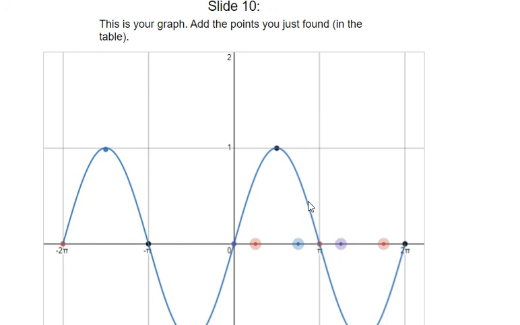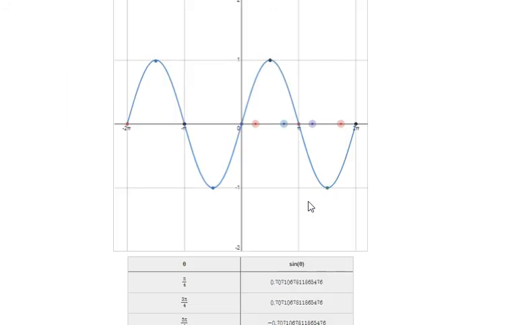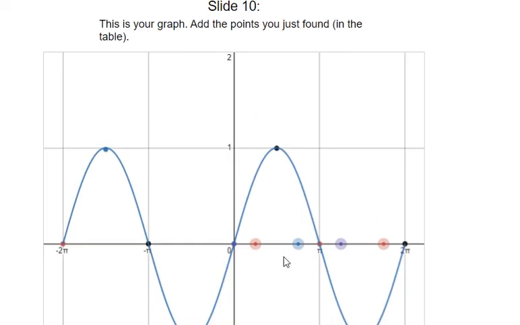And so now this is the graph we did on the last page. And then these are the points we just added. See how we've got pi over 4 is about equal to 0.707. So we're going to use that when we plot these points.